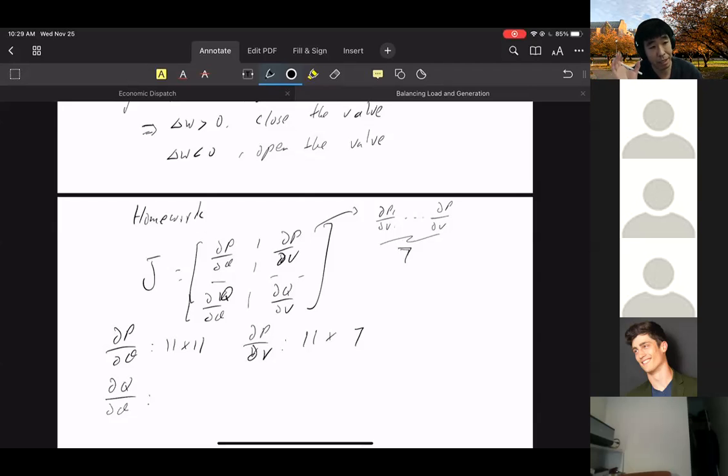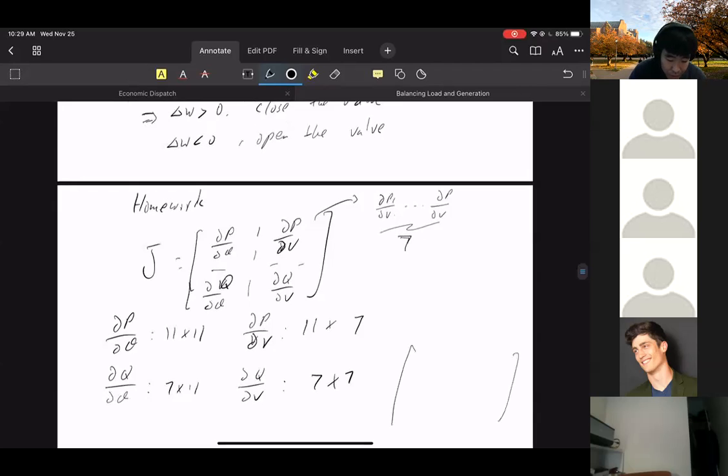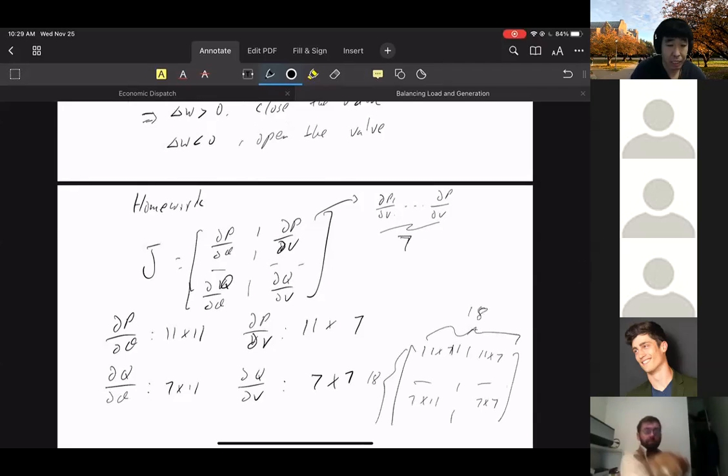We only have the number of Qs for the load buses, the PQ buses, which is 7. So this is 7 times 11, and dQ dV is 7 by 7. If you look at this whole matrix, this is 11 by 11, 11 by 7, 7 by 11, and 7 by 7. Together, this is 18 rows and 18 columns, and that's a Jacobian matrix.